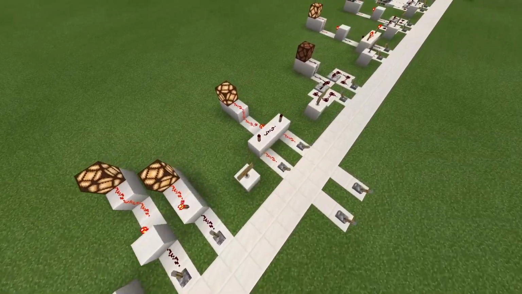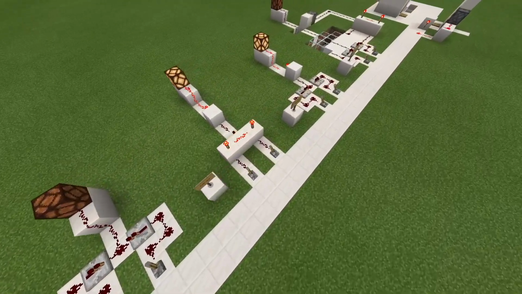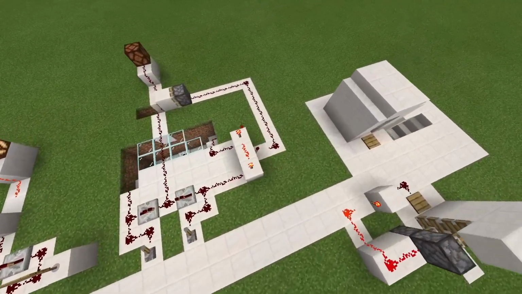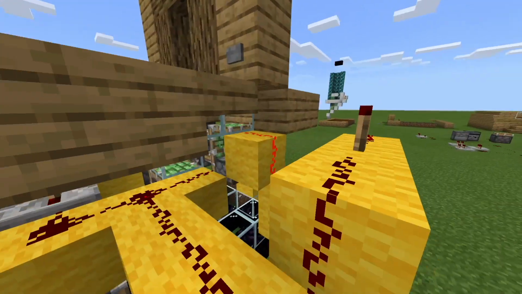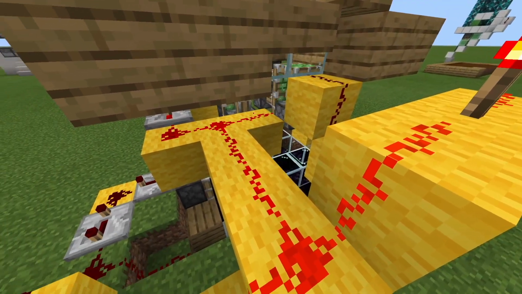Right then, so that's all the gates I'll be covering in this video. These gates are very important for making more complex machines later on, as you can see some of the ones I've made here in my redstone testing world. Most of these machines would not be possible without using these gates.